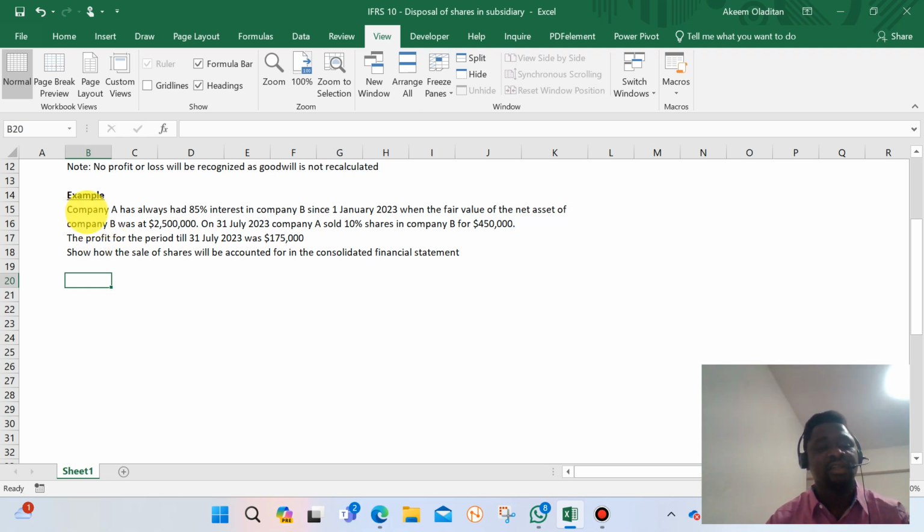The question says Company A has had an 85% interest in Company B since 1 January 2023, when the fair value of the net assets of Company B was $2,500,000. On 31 July 2023, Company A sold 10% of the shares in Company B for $450,000. The profit for the period till the date of sale was $175,000. Show how the sale of shares will be accounted for in the consolidated financial statements.